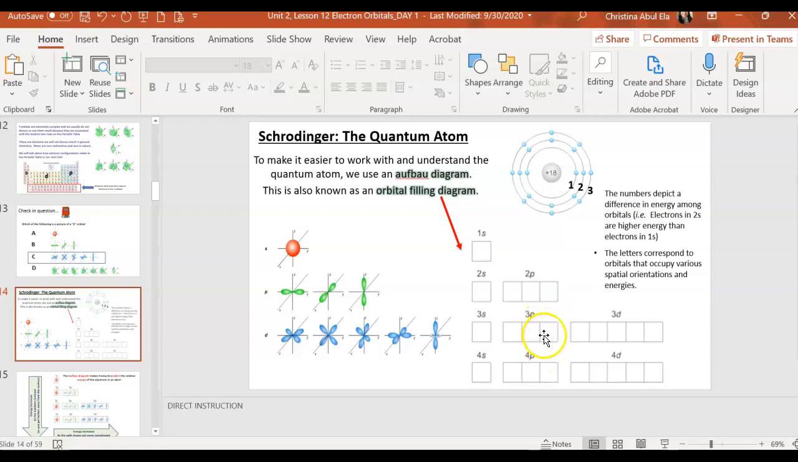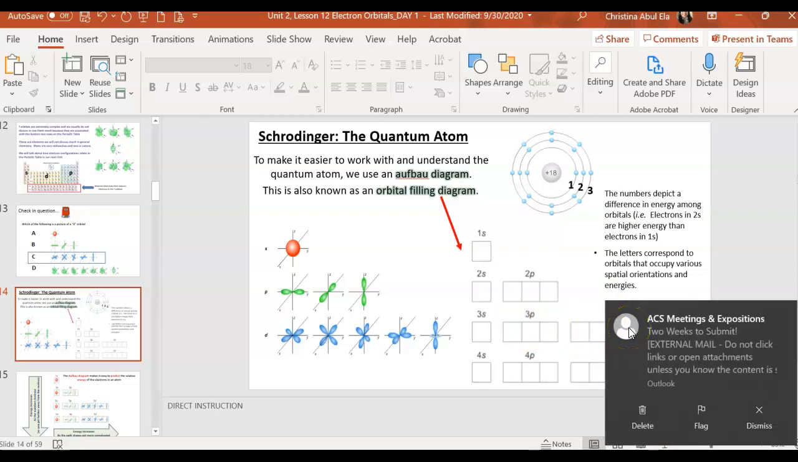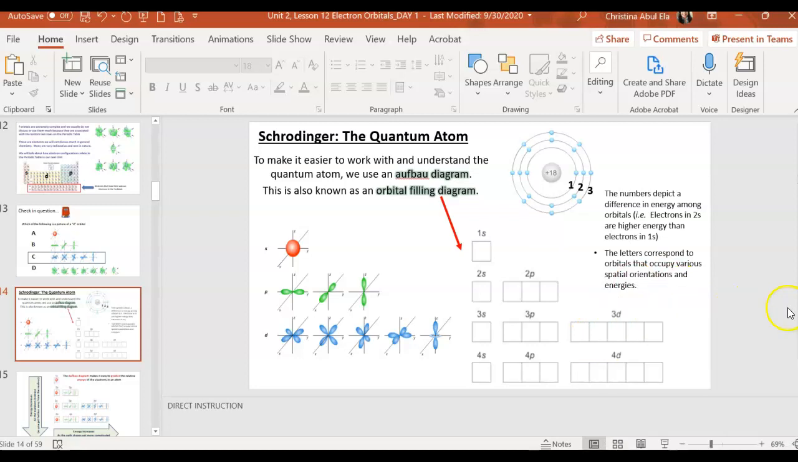Then I move to the third floor. I have s's, I have p's, and now I have d orbitals as well. And there's 5 boxes connected together because there's 5 different kinds of d orbitals, right? And again, they all have the same energy. That's why we show them connected.